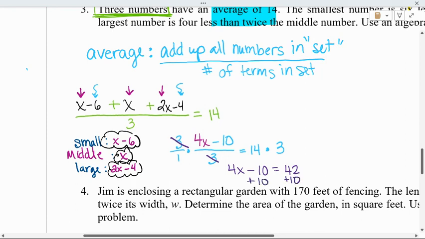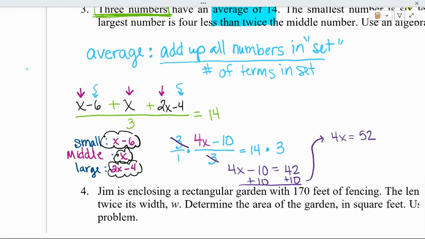We're going to add 10 because remember when we try to cancel out, we use the inverse. So that means that 4x equals 52. Andrew, what's the last step? 4 times x is 52. Good job. We're going to divide both sides by 4. So x equals, what is 52 divided by 4? 13.